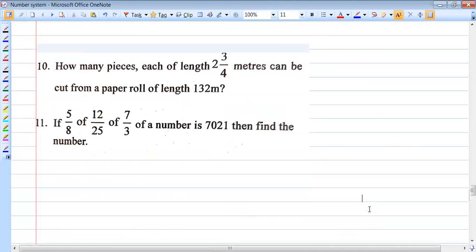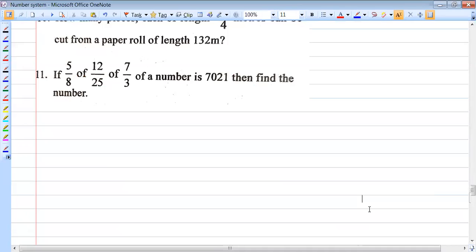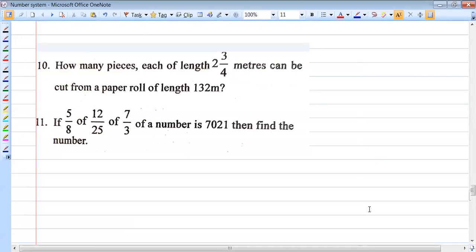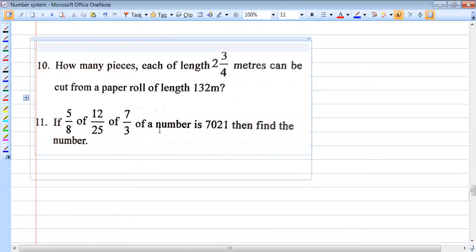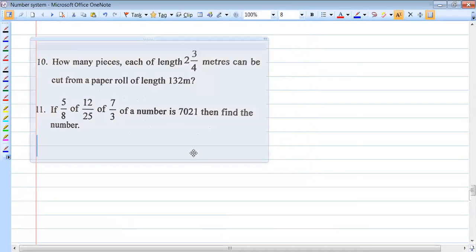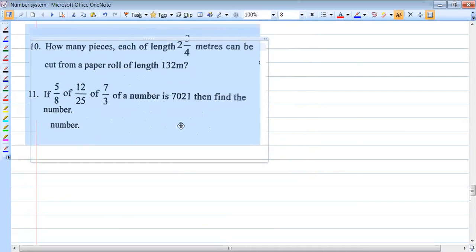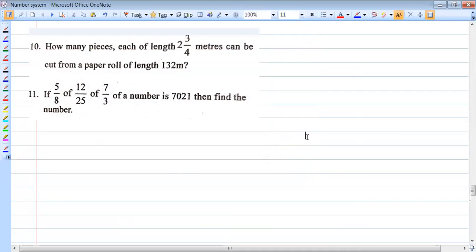Yes. Question number 10. How many pieces each of length 2 3 by 4 meters can be cut from a paper roll of length 132 meters? Yashwant, answer is 8. He sent you a message, answer is 8, sir.